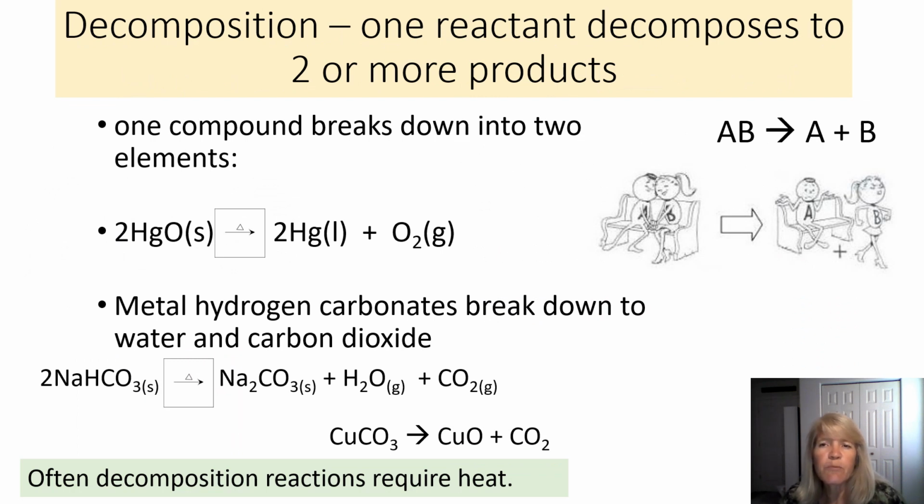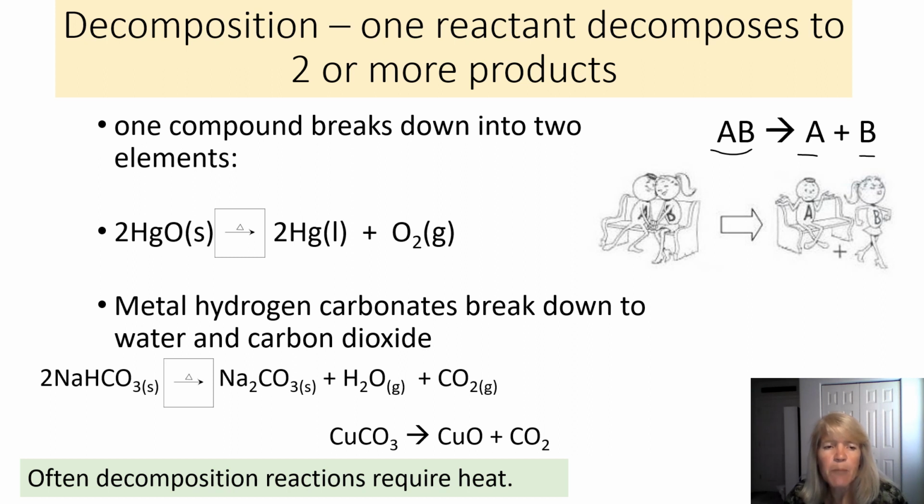Decomposition is the reverse. So one compound breaks down into 2 elements. So now you see you have AB, and it breaks down to A plus B. So it's the reverse, and you can see your couple breaking up. Some examples, HgO breaks down to Hg and O. So you've got a compound breaking into its elements.